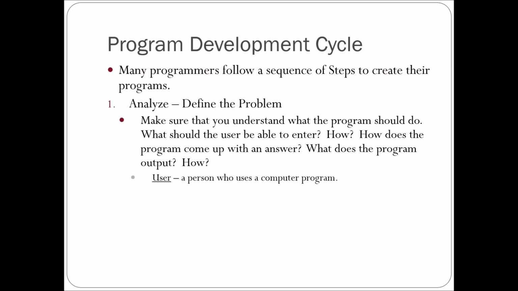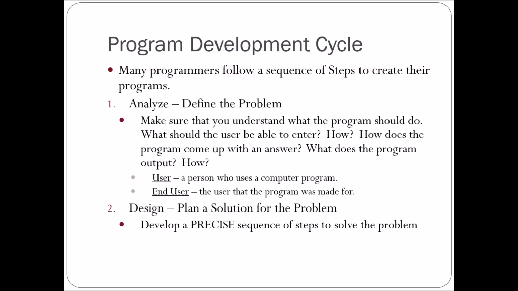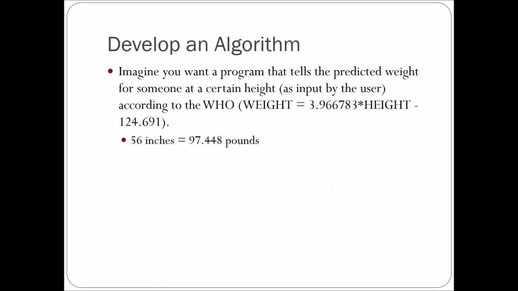So we can analyze the problem. We've got the user, and now instead of you being the end user, you're going to be the user and you're going to be the programmer. Okay, so we have to figure out how these things are going to work. What is going to be the sequence of steps, and what is going to be good input. Here's one here. Who remembers this problem? We want to predict weight using height. Weight equals 3.966783 times height minus 124.691. Who remembers that?